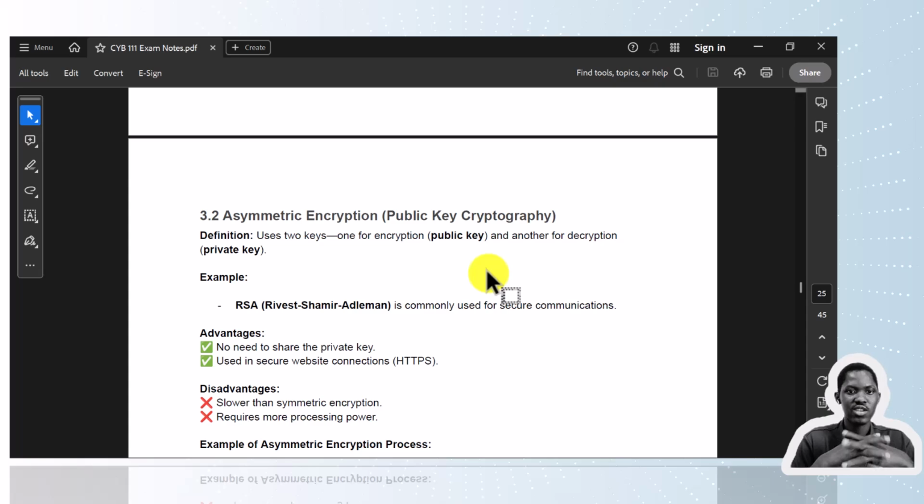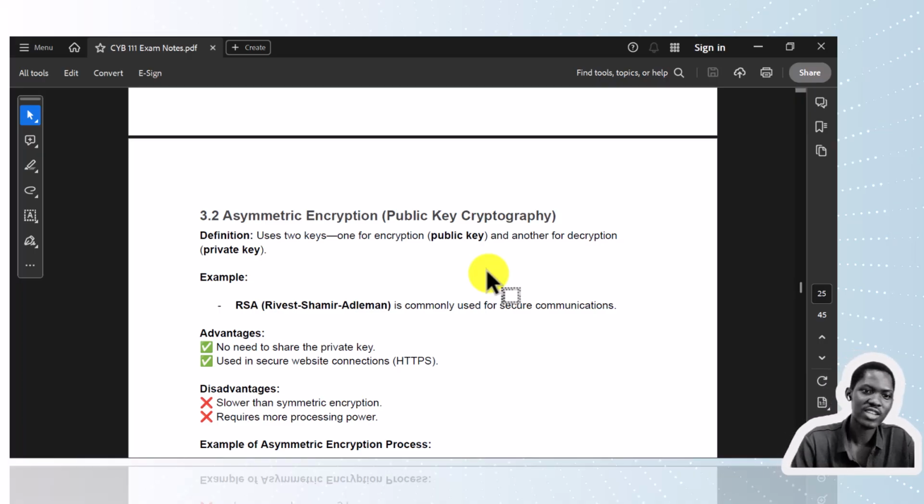Another advantage is it is used in secure website connections. So HTTPS uses asymmetric encryption, public key cryptography. Now the disadvantages, the cons: it is slower than symmetric encryption. Yeah, it is slower. It requires more processing power, right? It requires more processing power.